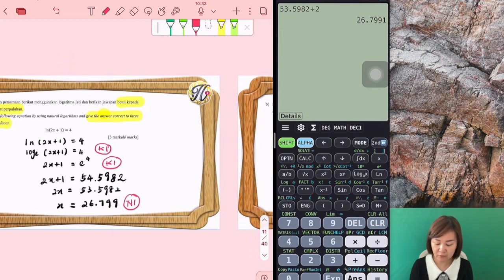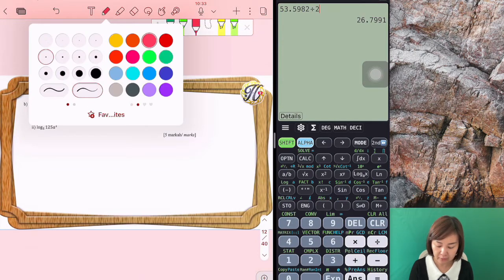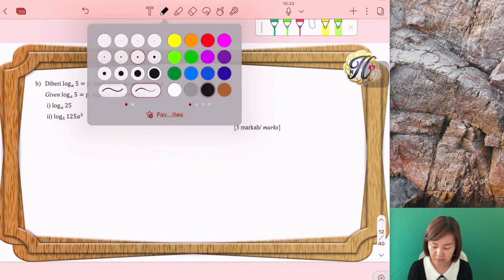So we proceed to part B. Same question, this is question number 6, but we go to part B, which is log. So how to solve question number 1? Now I can take away my calculator to make my screen bigger. It's better.